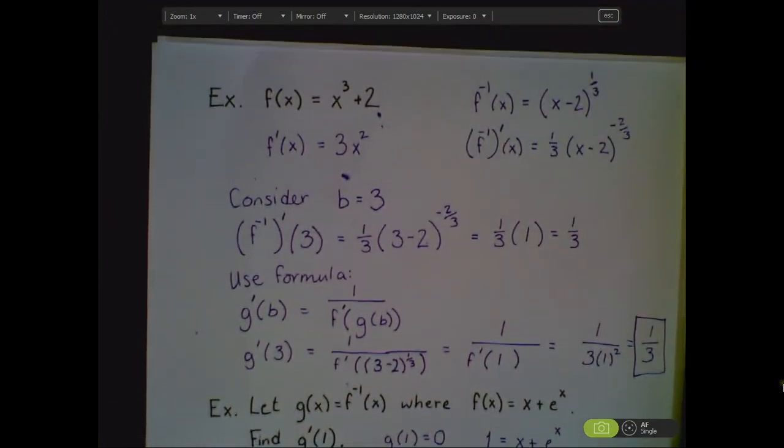Finally, so you don't have to do it by hand, we're going to look at some derivatives of inverse trig functions.